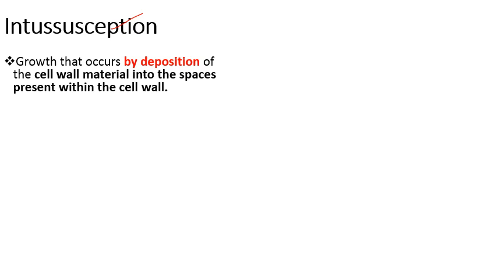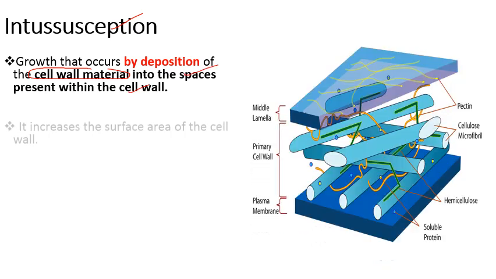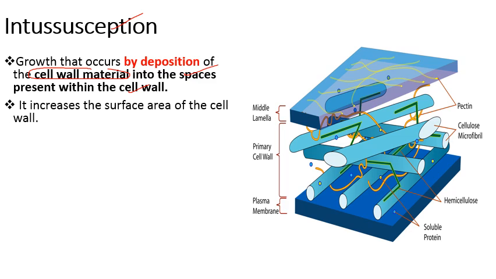Firstly comes intussusception. Here the cell wall material is deposited in the cell wall spaces. So in the cell wall there are some spaces, these spaces are filled by the deposition of cell wall material. This is called intussusception. It increases the surface area of the cell wall.